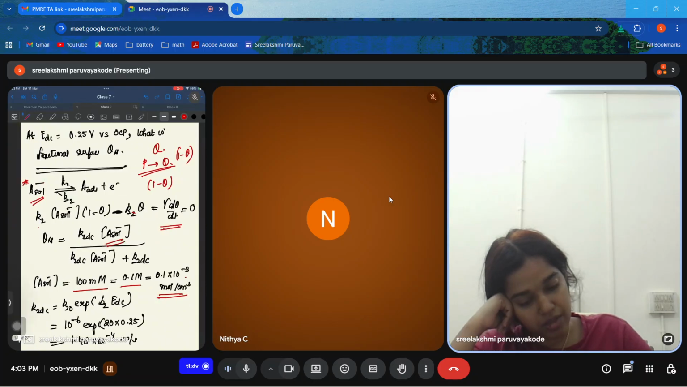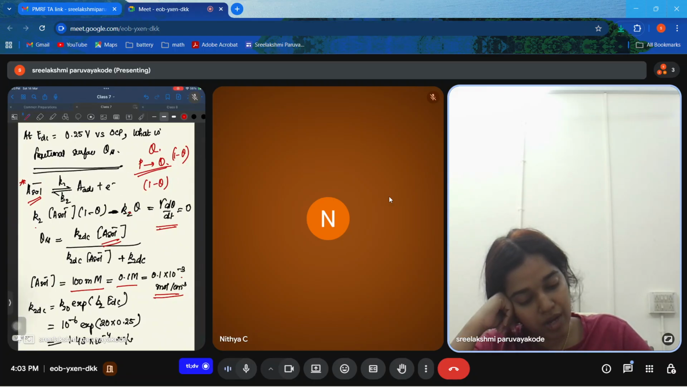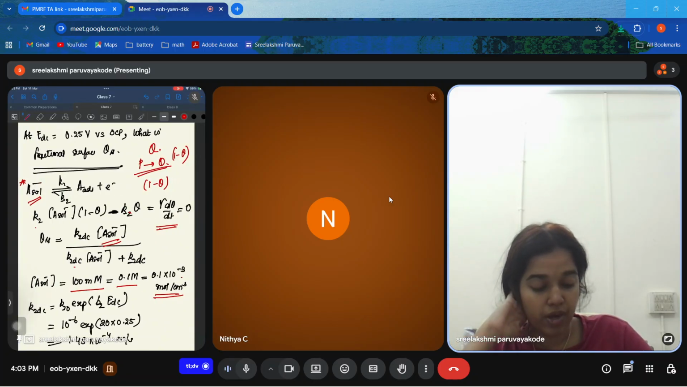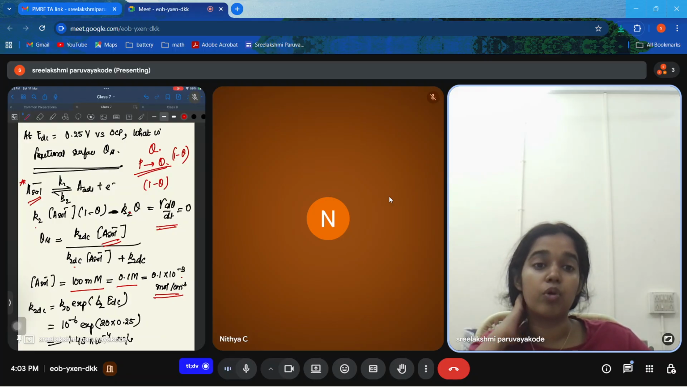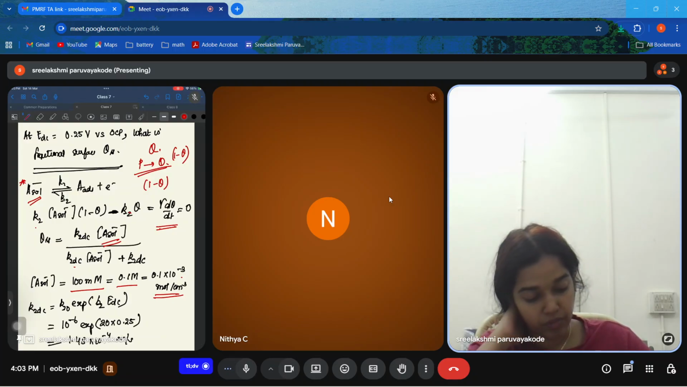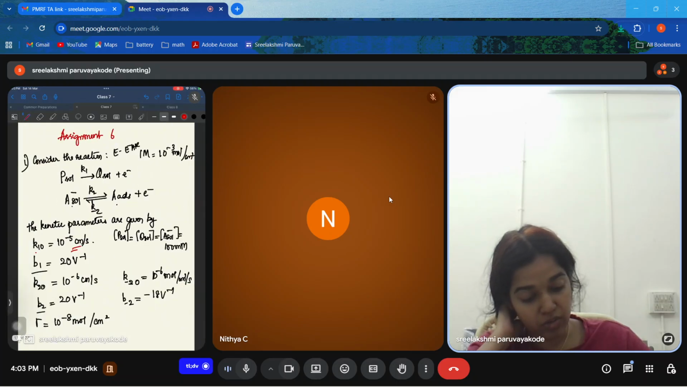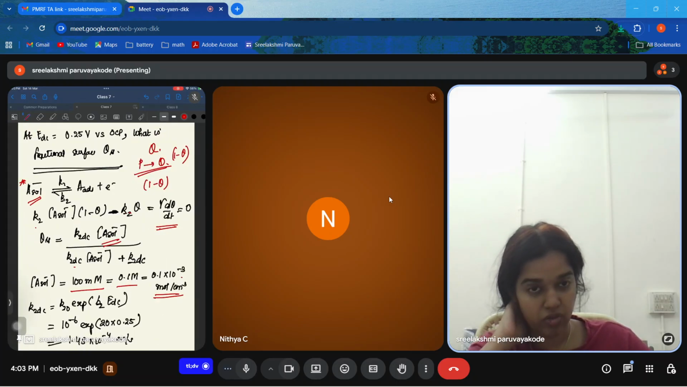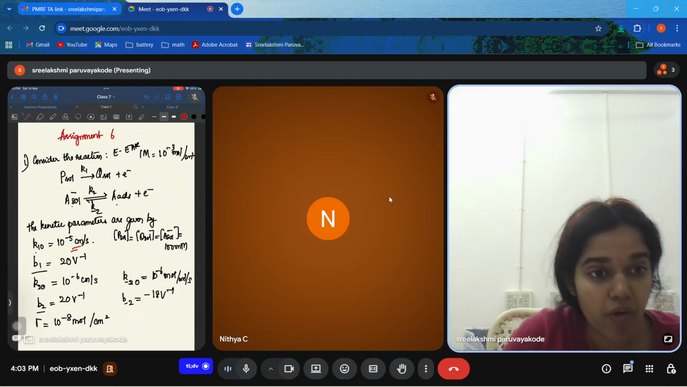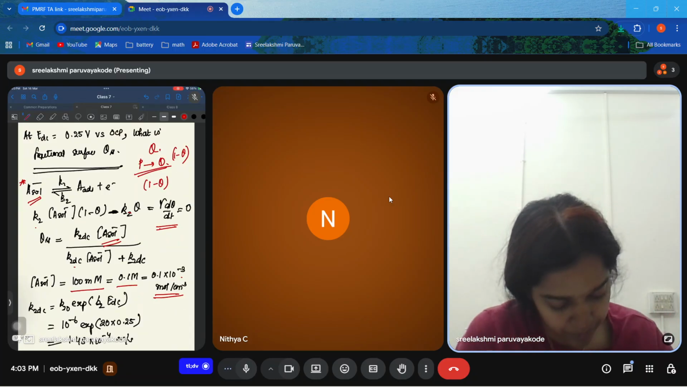Now, in this step, you don't know what K2 dc is. How do we find out? At steady state, K2 dc equals K2 0 exponential. We already know the rate constant is exponentially related to potential. We know what K20, K10 are. So K2 dc is K20 exponential of beta 2 EDC. K20 is given as 10 to the power minus 6.